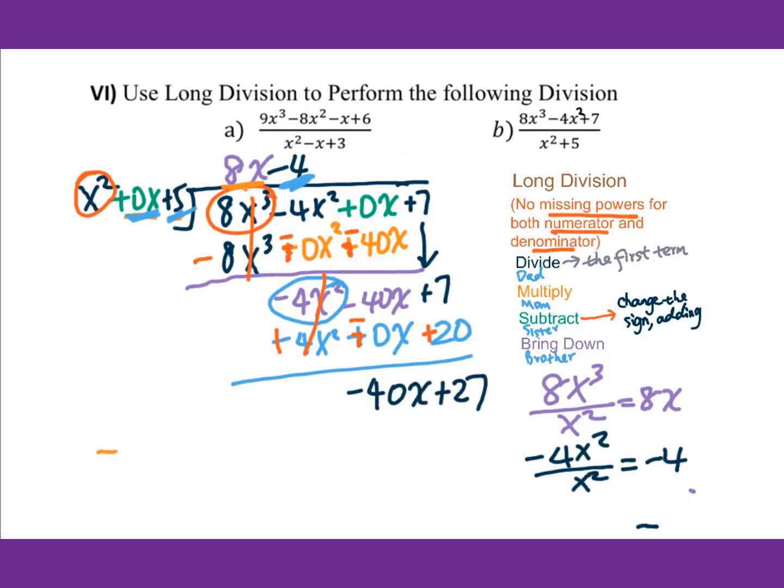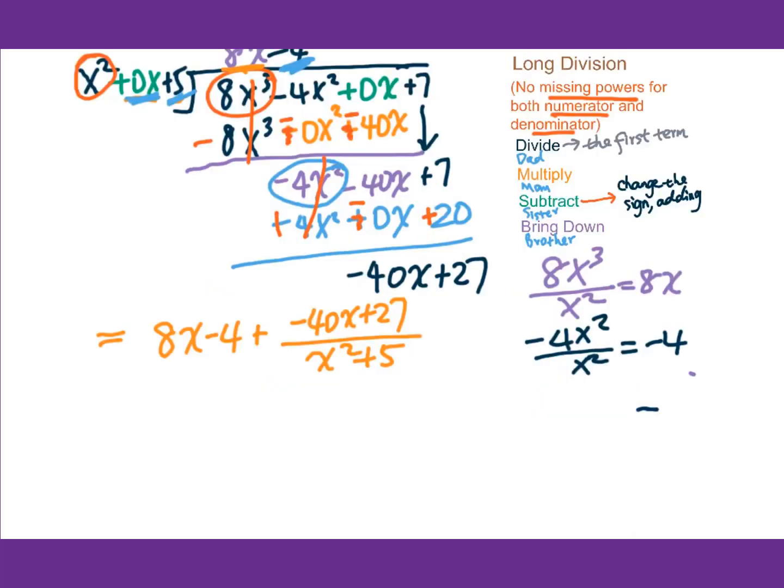Therefore, we can write down the solution. 8x minus 4 plus negative 40x plus 27 over x squared plus 5. Or you can write down 8x minus 4 minus 40x minus 27 over x squared plus 5.